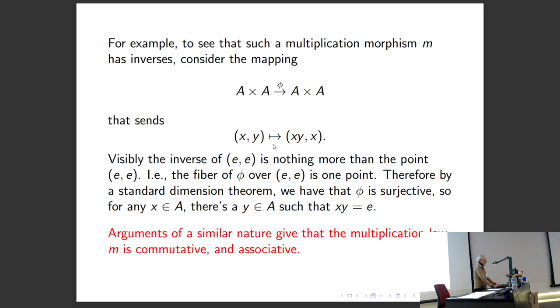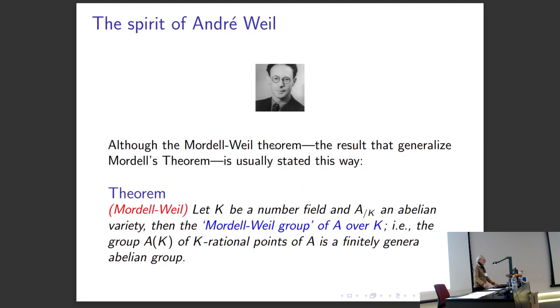Arguments of similar nature give that m is commutative and associative, slightly longer arguments. And that, of course, once we're in abelian variety territory, we are dealing with the spirit of André Weil. When I say spirit, I didn't mean it to be a loaded word in any way, but what I meant was we're talking about a coherent subject, abelian varieties, and in various phases, it's attacked by people with such completely different sort of attitudes towards mathematics, towards proof, and towards subject. Okay, the spirit of André Weil.